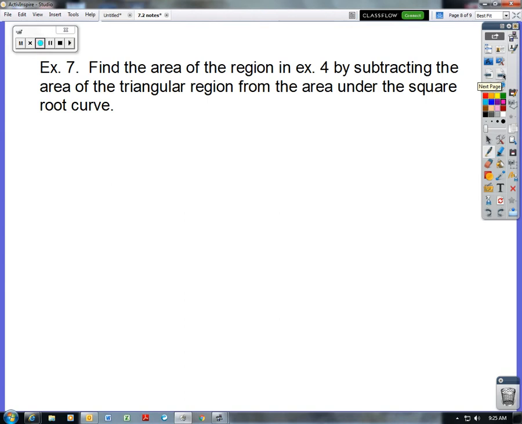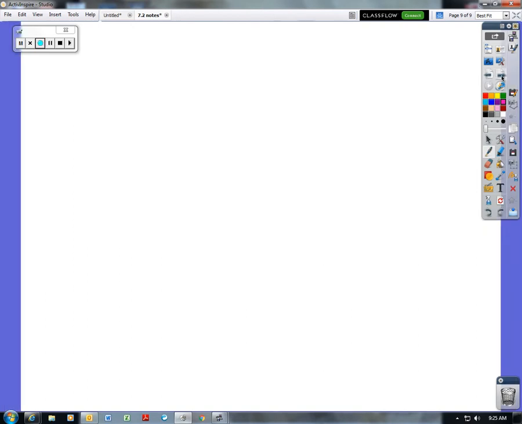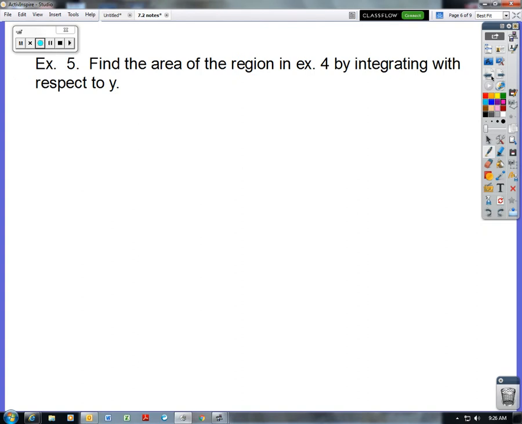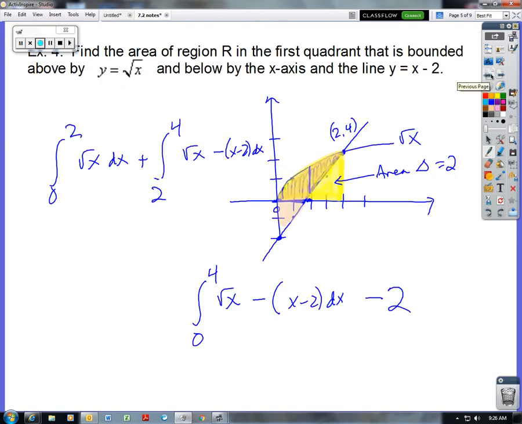We already did this one. That's the way I showed you how to do it. What I would like you to do now, on this last page, is to go back and do that example again in example 4, but integrate with respect to y. So that's this problem again. Integrate with respect to y, and do that on your own, and see what you get.